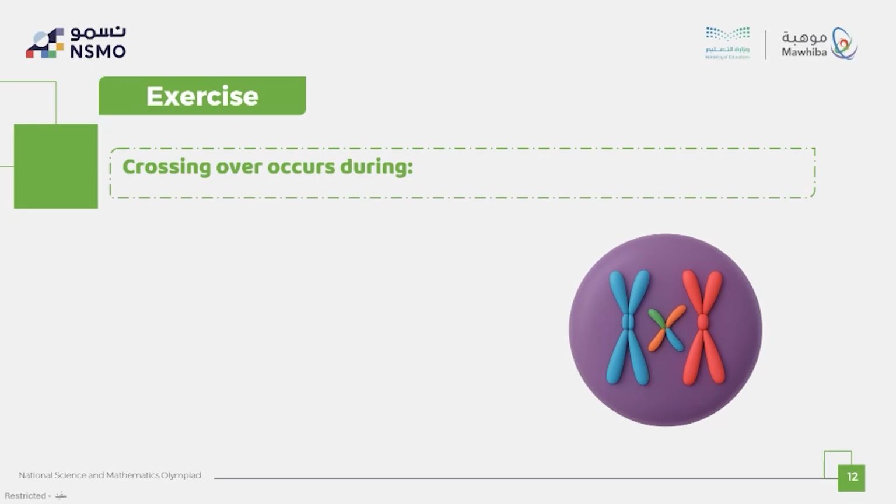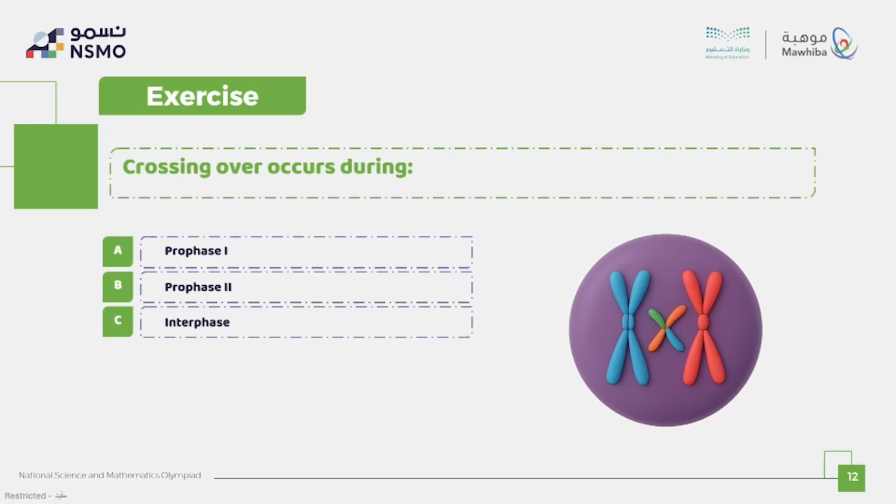Crossing over occurs during prophase 1, prophase 2, interphase, or prophase of mitosis? The main concept here: crossing over is the exchange of genetic material between homologous chromosomes, and it happens only when homologous chromosomes pair tightly. This pairing happens during prophase 1 of meiosis. So here, prophase 1 is the right answer.